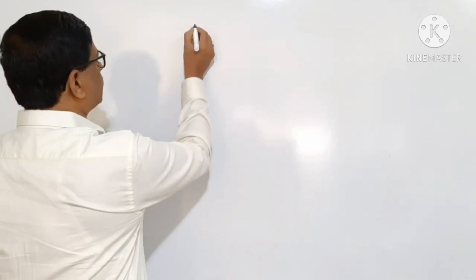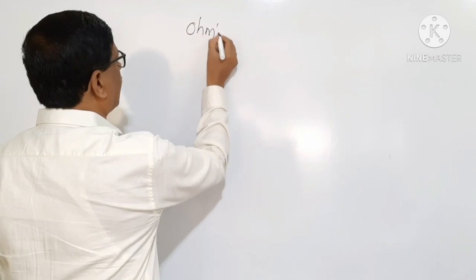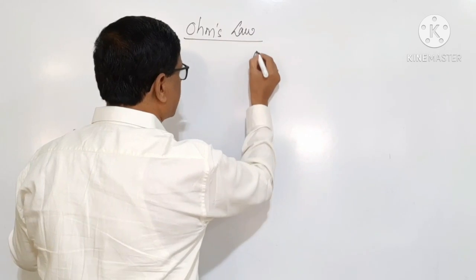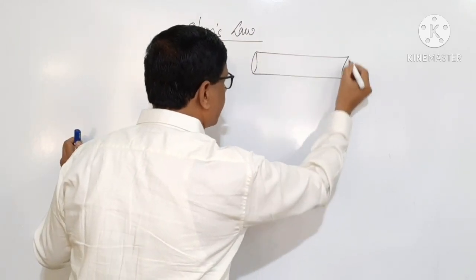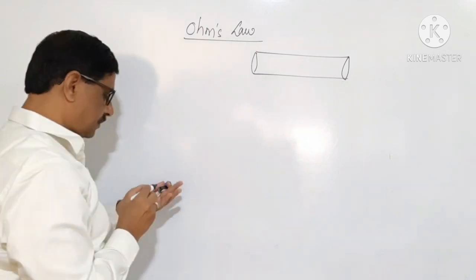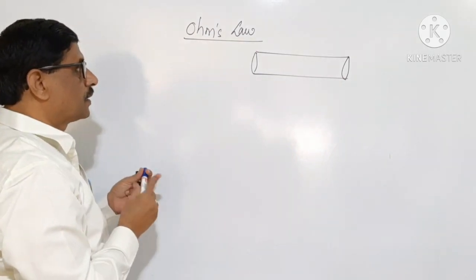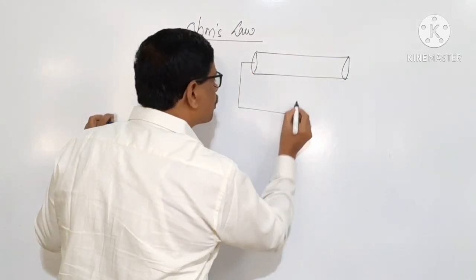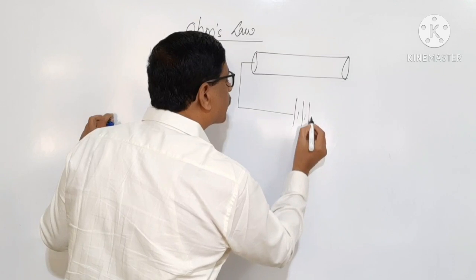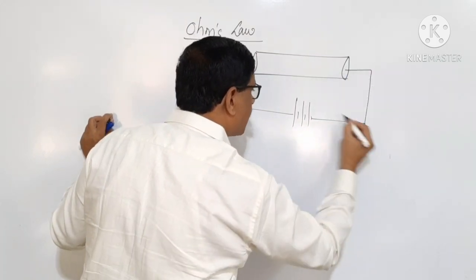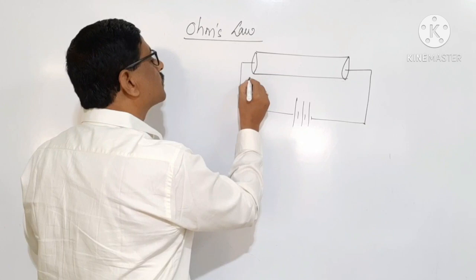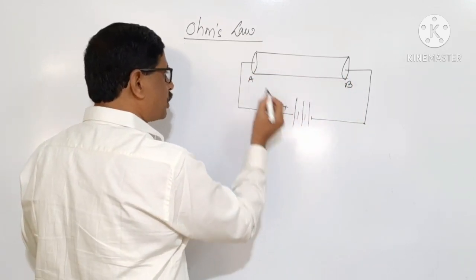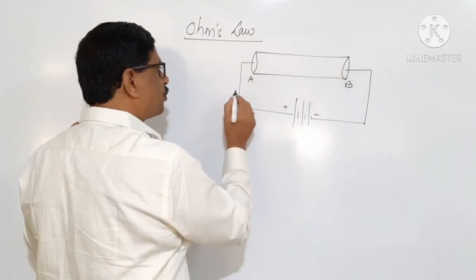Let us consider there is a conductor. This is a conductor of length L and cross sectional area A. The conductor is connected to an external source of electrical energy, that is a battery, and A and B are the ends of the conductor. Battery positive connected to A, battery negative connected to B.